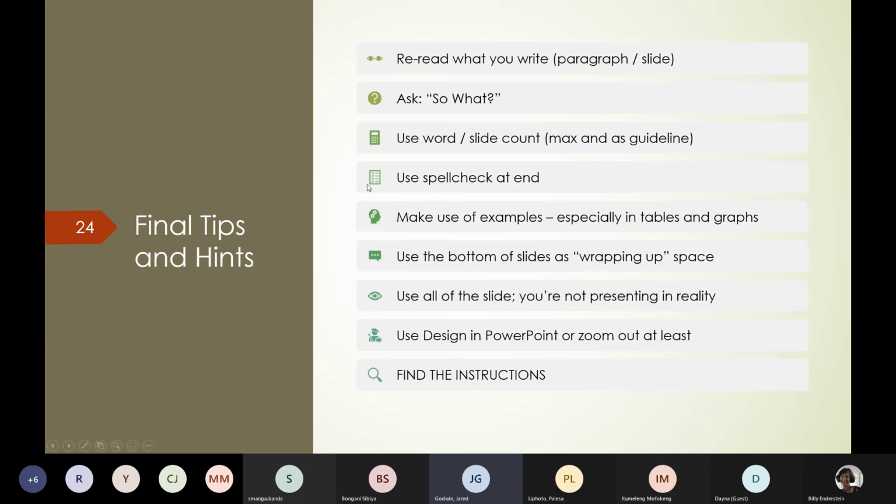Please use spell check at the end. I did that for this presentation. You have to use spell check because you're going to be marked down severely. It's a communication paper. We all make spelling mistakes. We all mistype. There's nothing wrong with that. There is something wrong if you submit your paper with spelling mistakes.